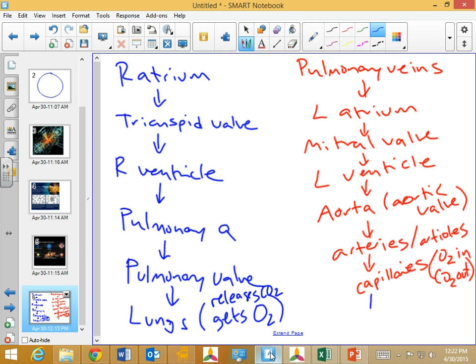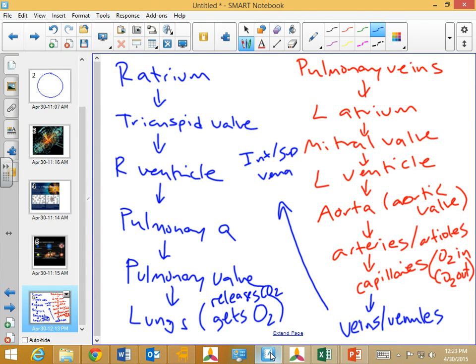And then from the capillaries, where do they go next? The veins, right? The veins and the venules, those are the little veins. So venules are the smaller ones, then to the veins, then to, what's our last step before we get back to the right atrium? Right. The inferior and the superior vena cava. And then back to the right atrium. And you start the process all over again. Okay?